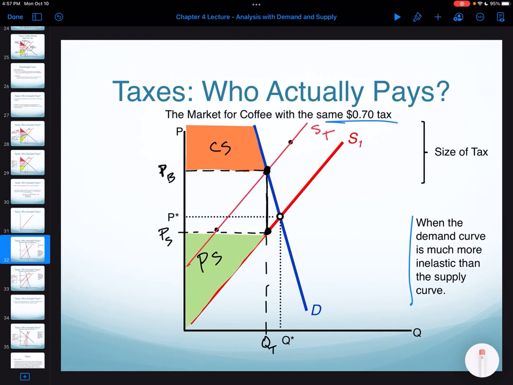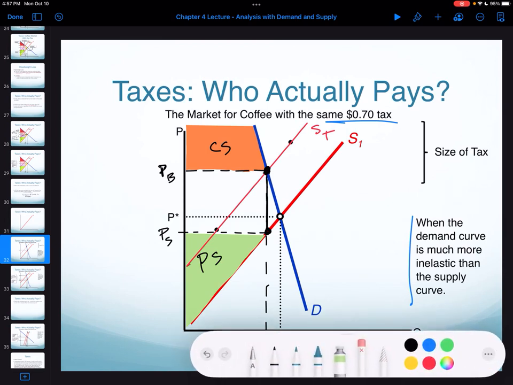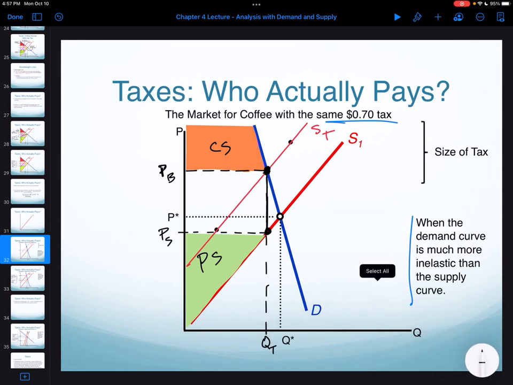Same supply curve as before. Same 70-cent tax. The only thing I changed is the demand curve. I just made the demand curve more inelastic, that is steeper, okay? And when we do that, what do we see? We see that the buyer now pays more of that tax burden, right? So the buyer's price increases a lot.